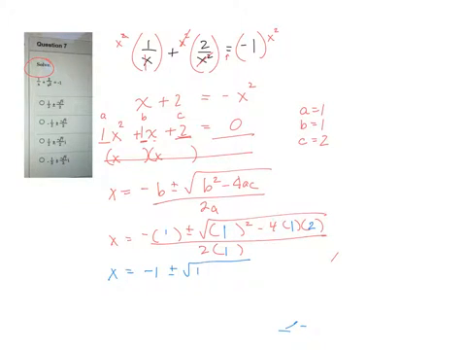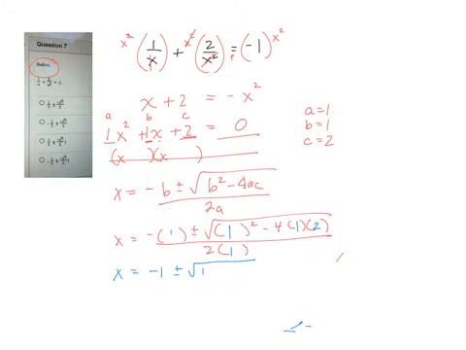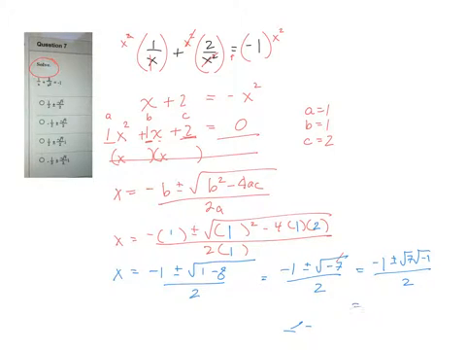All right, so I was interrupted there. So 1, and then 4 times 1 times 2 would be 8, so minus 8, all over 2. And so that's minus 1 plus or minus the square root of negative 7, over 2. And the negative 7, I can make that an i, right? So I can make that negative 1 plus or minus square root 7 times square root negative 1, all over 2. Or negative 1 plus or minus root 7 i over 2.